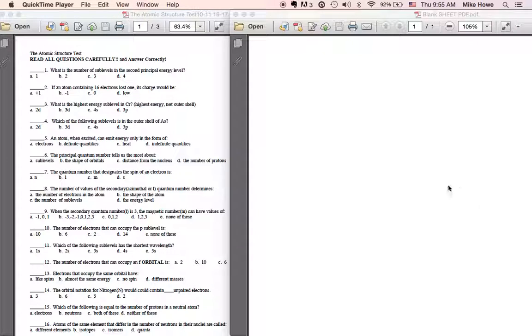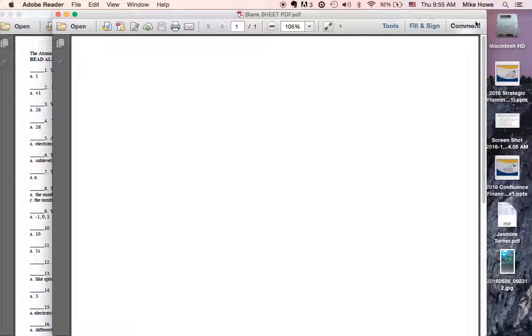So this is the beginning of the overview of the 50 multiple choice questions. Before I get into the actual test, I'm going to do a quick review of quantum numbers. So we know that we have N, L, M, and S.